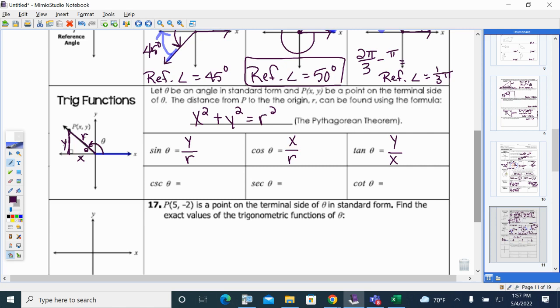So your cosecant of theta is just going to be the reciprocal of your sine. So r over y, r over x, and x over y. Now here's where this becomes important.